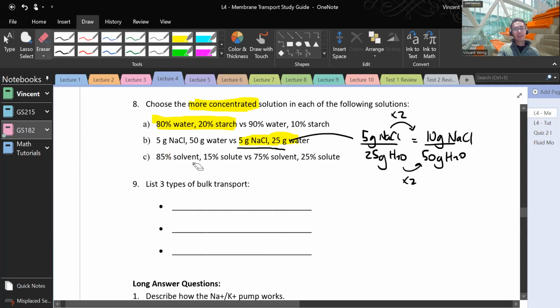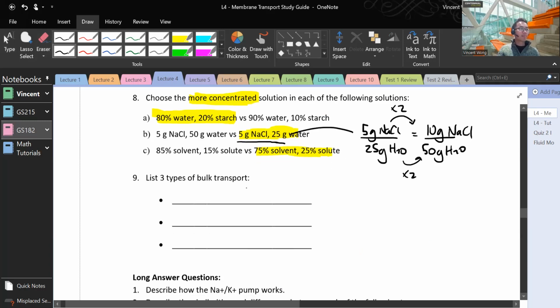Last one, 85% solvent, 15% solute versus 75% solvent and 25% solute. And of course, the one that has more solute is going to be the more concentrated one. Okay, so there you have it. That's how you do it.